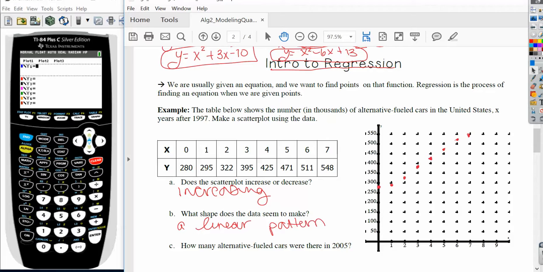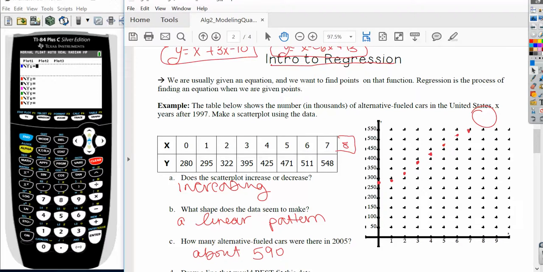And then it says, about how many alternate fueled cars were there in 2005? So if this is 1997, 98, 99, 2000, 2001, 2002, 2003, 2004, let's take a guess at what you think if I plugged in an 8 here. If I went over 8, it'd have to be somewhere up there, right? Take a guess. My guess is going to be somewhere around about 590.